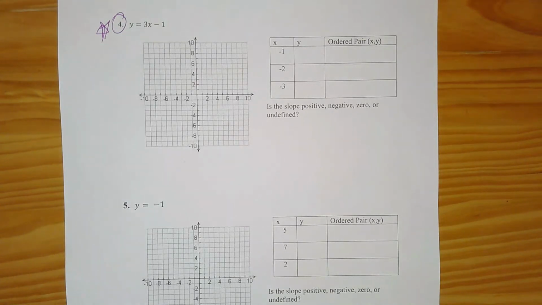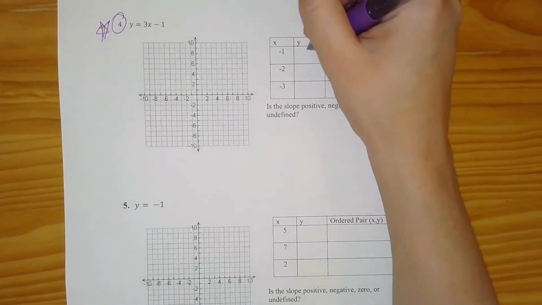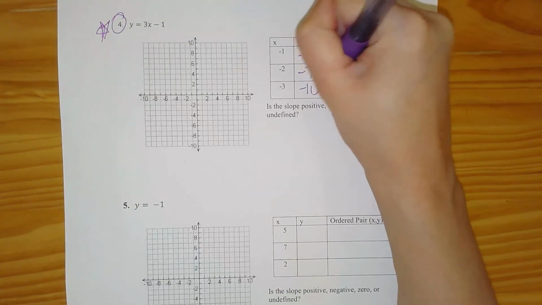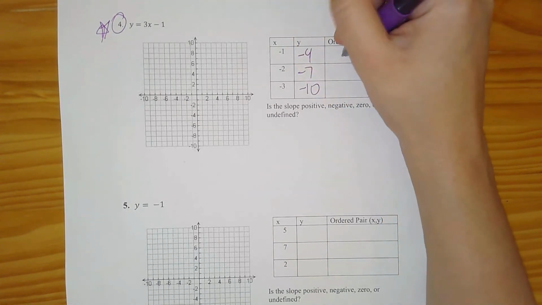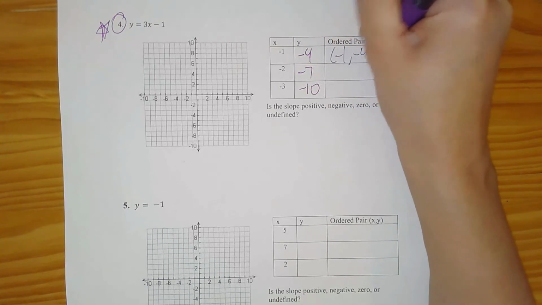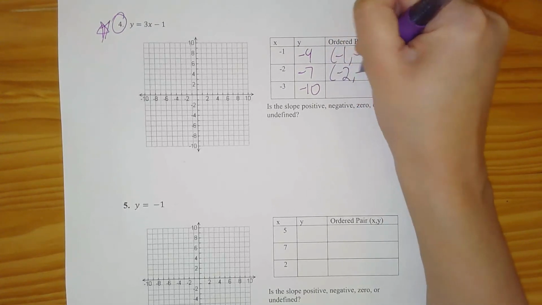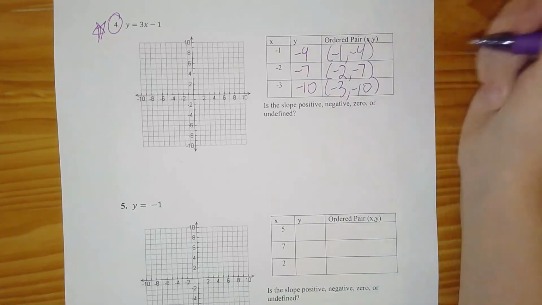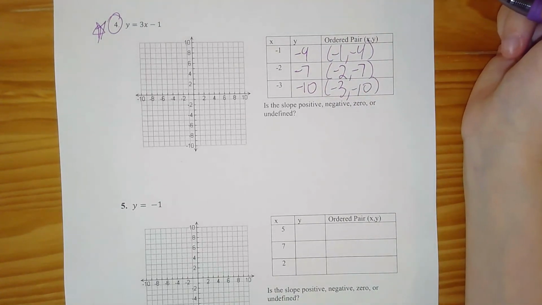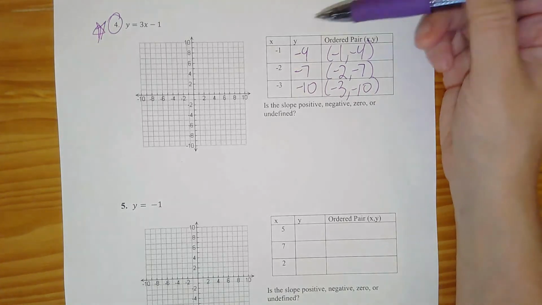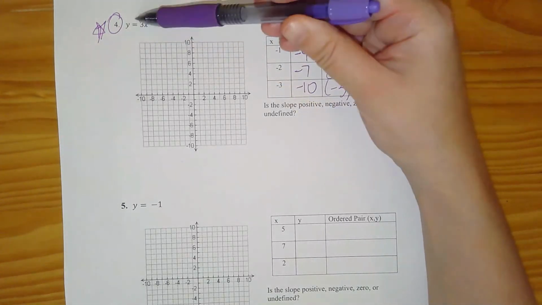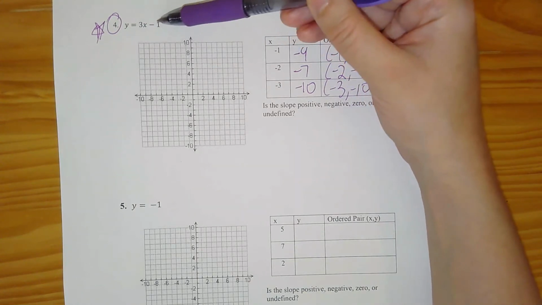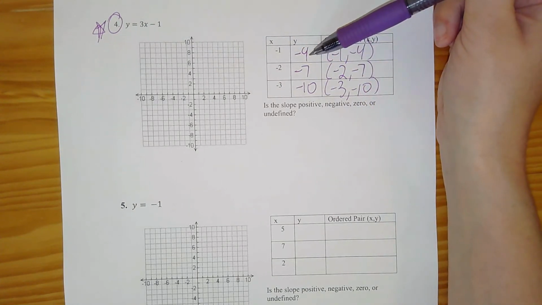Alright, for your table of values, you should have y is negative 4, negative 7, and negative 10, which gives you ordered pairs of negative 1, negative 4, negative 2, negative 7, and negative 3, negative 10. How does your table look? Does it look all right? You should be plugging these into x, so you'll do 3 times negative 1 first, which would be negative 3, and then subtracting 1, which gives you your negative 4.